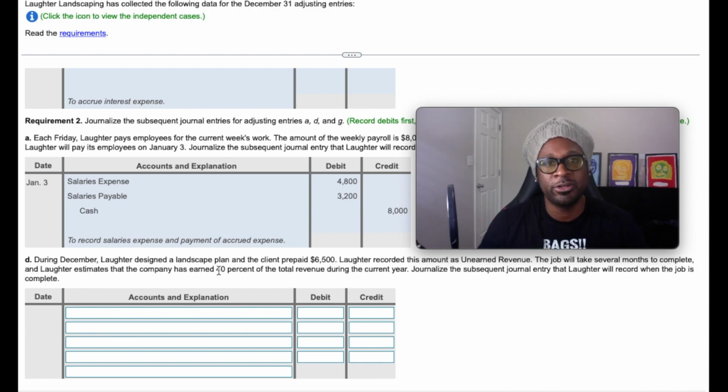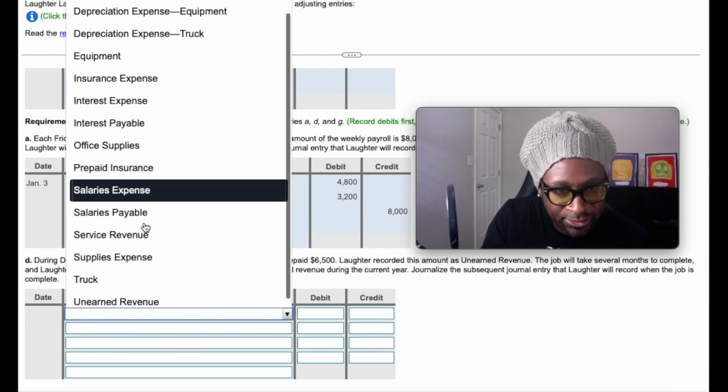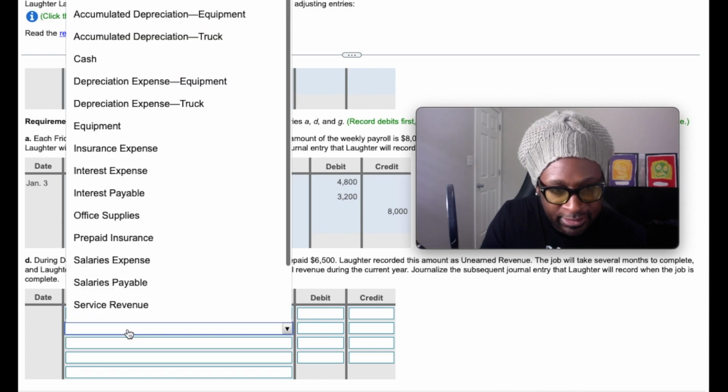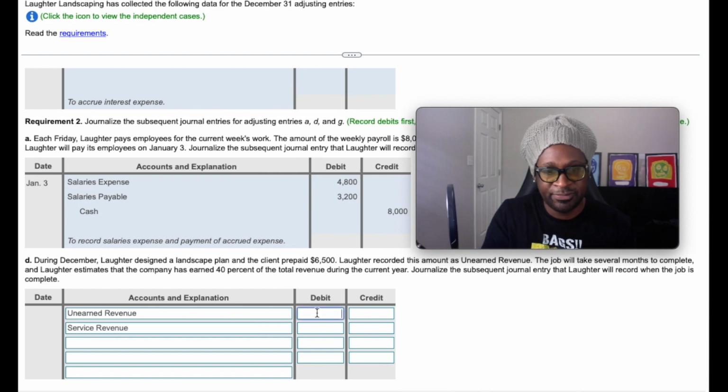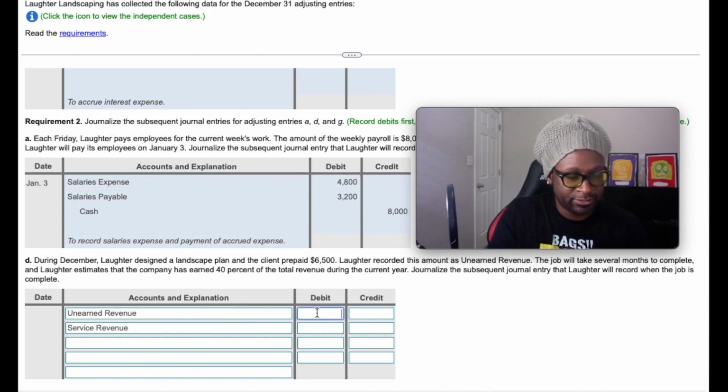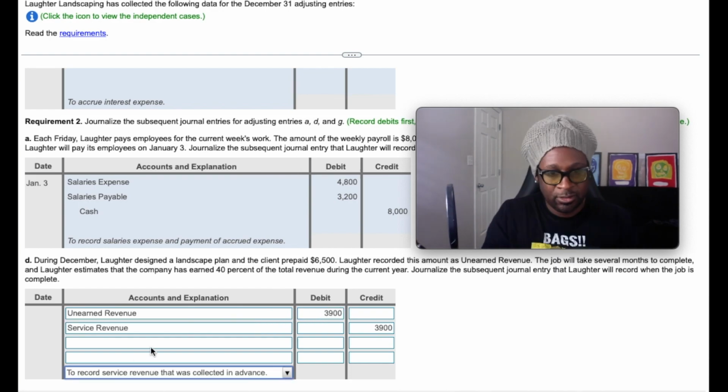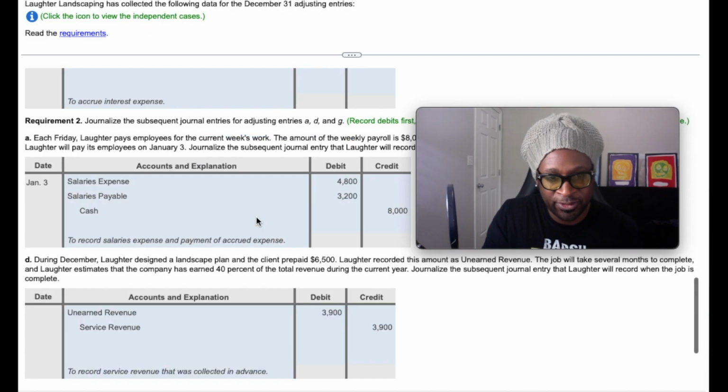So how are we going to record that? Simple, gang. We're going to continue to decrease our liabilities, unearned revenue, while increasing our service revenue for the 60%. So we're going to debit unearned service revenue and credit service revenue for the 60% of $6,500, which will give us $3,900. We're going to check our answer. Well done, gang. Moving on.